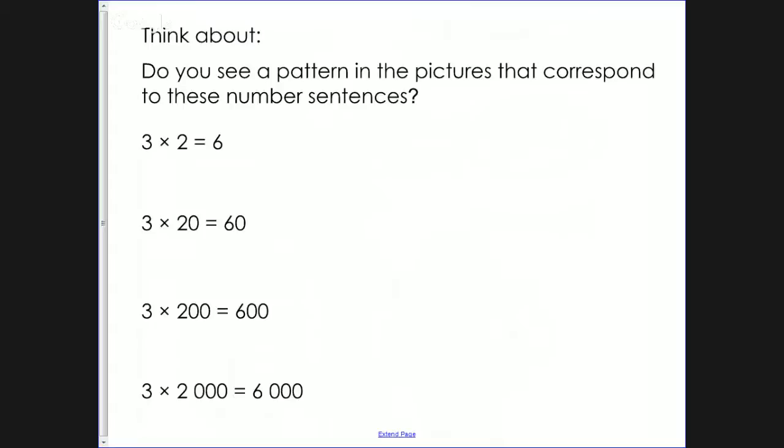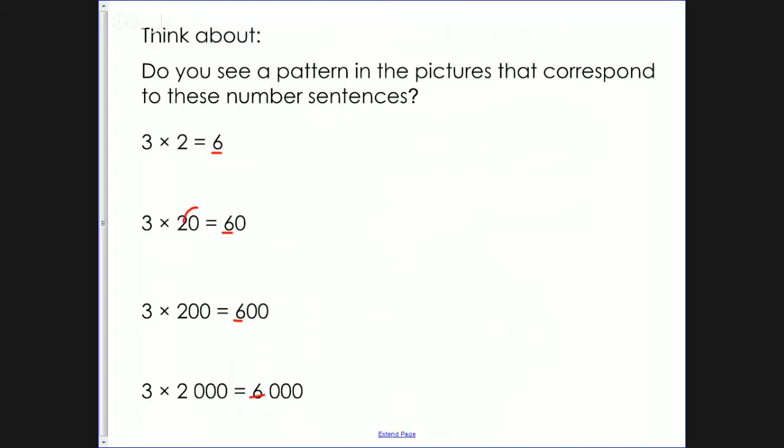So here they have sort of a summary. It says, do you see a pattern in the pictures that correspond to these number sentences? So 3 times 2 is 6. 3 times 20 is 60. So hopefully you'll notice that it also has a 6 in it, and 3 times 200 is 600, has a 6 in it. And then 3 times 2,000 is 6,000, so there we have another 6.